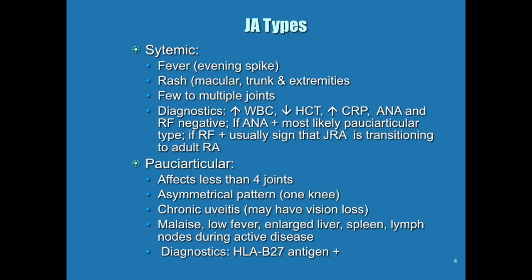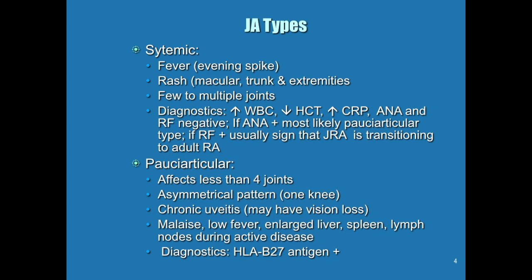For systemic juvenile arthritis, these kids are going to have a fever, and it only comes in the evening. They're feeling okay otherwise. They may have a rash, and it can affect only a few joints to many joints. What we see diagnostically is an elevation of their white count, a decrease in their hematocrit, the CRP is elevated, the ANA and the rheumatoid factor are negative. If the ANA is positive, it's most likely what we call a pauciarticular type. And if the rheumatoid factor is positive, this usually is a sign that the juvenile arthritis is transitioning into adult rheumatoid arthritis.